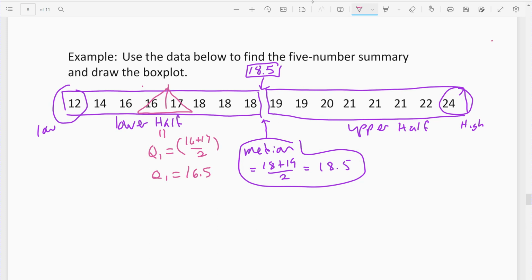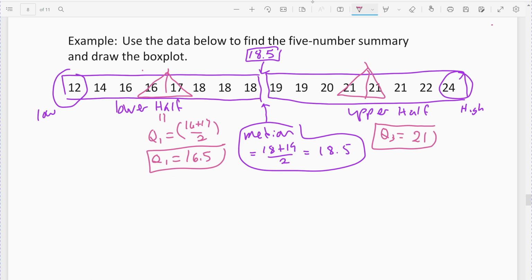All right, then you'll do the same thing with the upper half. So again, 4 in, both sides. So you go 4 in, so the 21 and the 21. Well, this time, when it's the same number, there is no halfway between. If you did try to find it, quartile 3, you would take 21 plus 21 divided by 2, and it's just going to give you 21 again. All right, when it's the same number, that is what the number is. All right, so quartile 1, 16 and a half. Median is 18 and a half. Quartile 3 is 21.